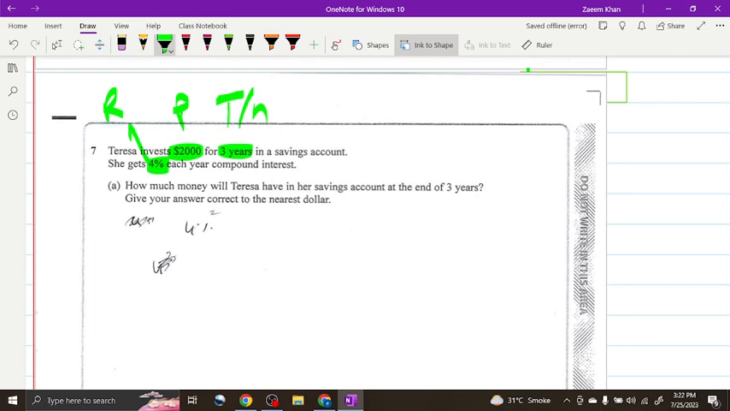In this question, now what is the formula for compound interest? We can go through your notes if you have them around. A equals P, bracket 1 plus R over 100, raised to the power T or N, right?